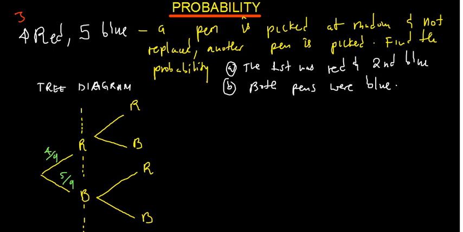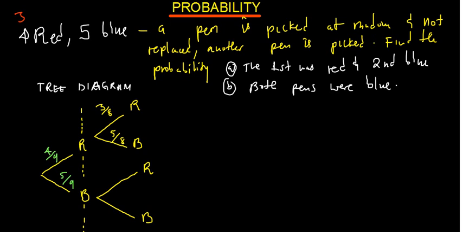So the total is 3 plus 5, which is 8. So the probability of picking a red pen in the second picking is going to be 3 out of 8. But the probability of picking a blue pen is still what? Is still 5. But the total has changed. It is now 8. Alright?